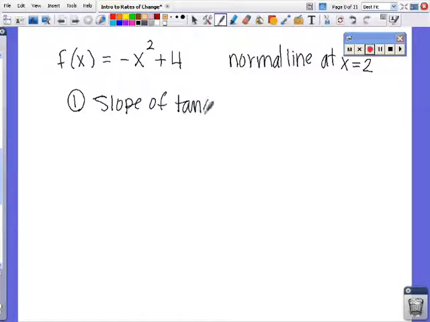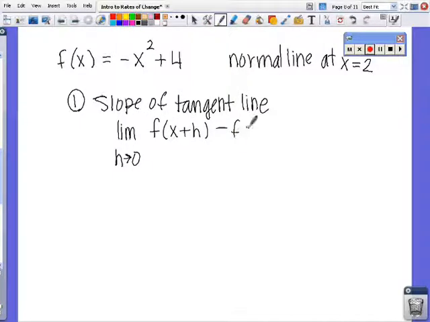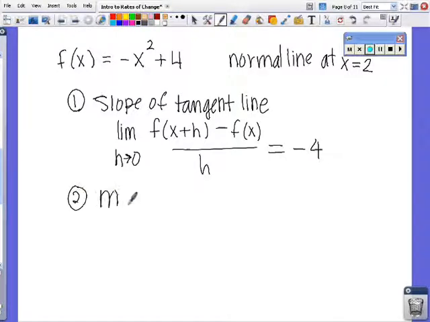We would have had to go through this whole limit as h goes to 0 of f of x plus h minus f of x over h. And remember, we found that that value was -4. The second thing you would have to do is find the slope of the perpendicular line, which is the opposite reciprocal. And so the reciprocal is 1/4. The opposite sign would make it positive. And the third thing we need was the point. It's the same point that we're using, 2, 0.